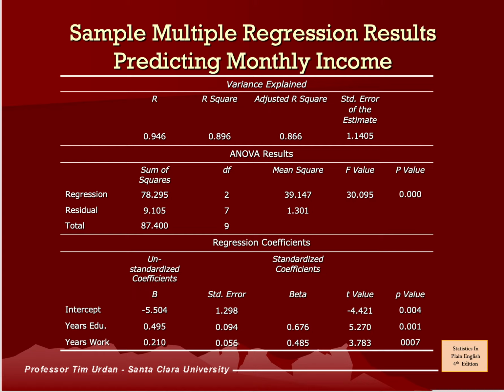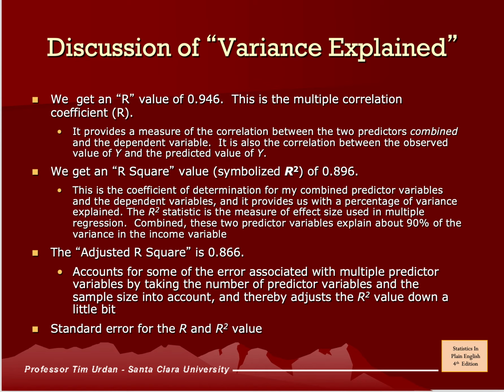So there's a lot of things going on in this image that we're taking a look at. So first of all, we get an R value of 0.946. That's my multiple correlation coefficient. It gives us a measure of correlation between two predictors when they're combined. So combined together, these are pretty powerful.